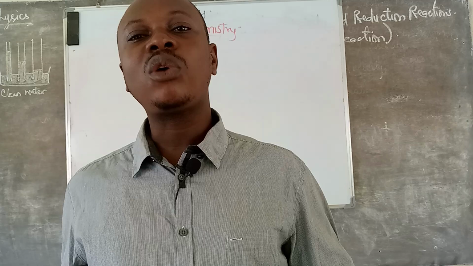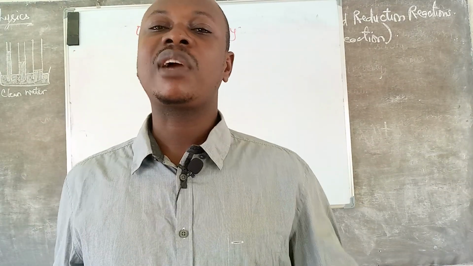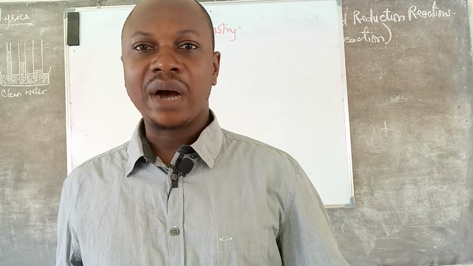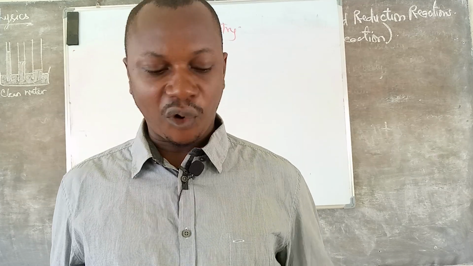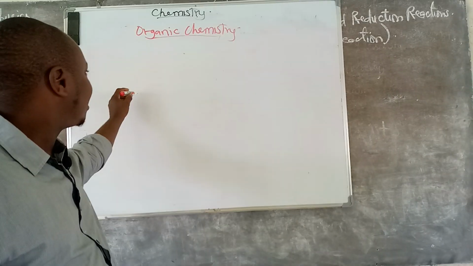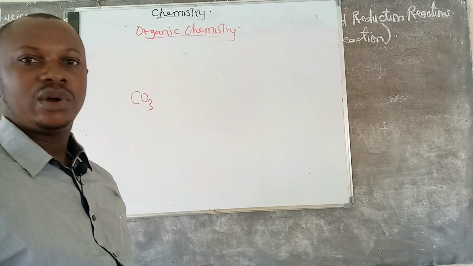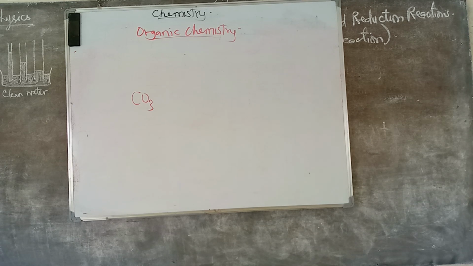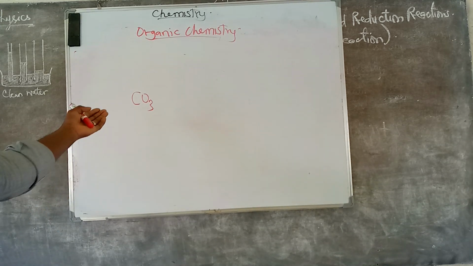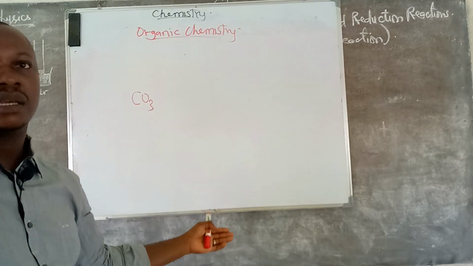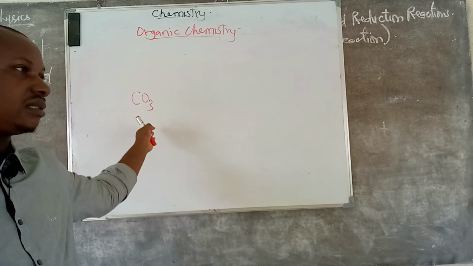Don't forget that it is not every compound of carbon that is organic. We have some exceptions. A carbon compound like trioxocarbonate(IV) is not organic. It is in sharp contrast to the definition now. Remember, we said that organic chemistry is the study of carbon compounds. If you watch, this is a carbon compound. But trioxocarbonate(IV) is not organic. So it is an exception to the definition.